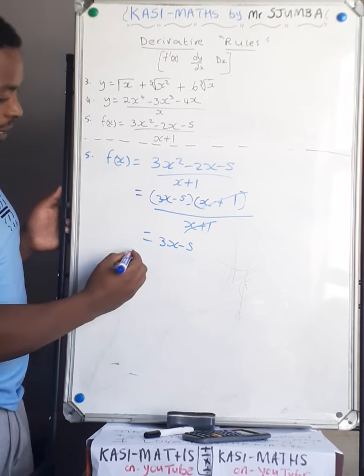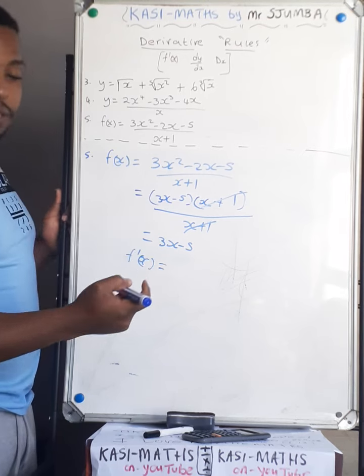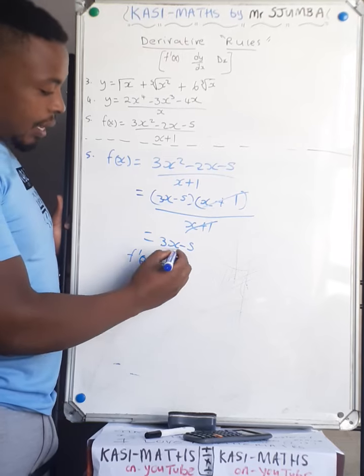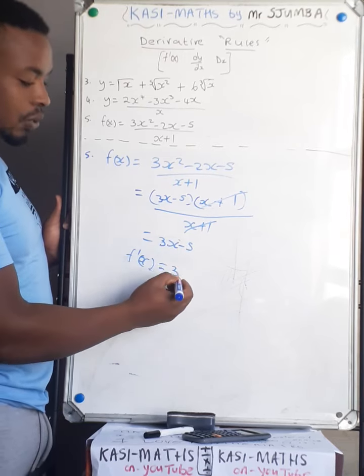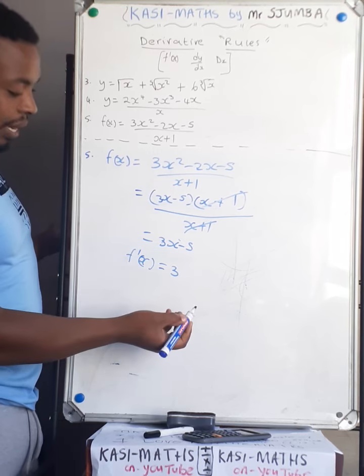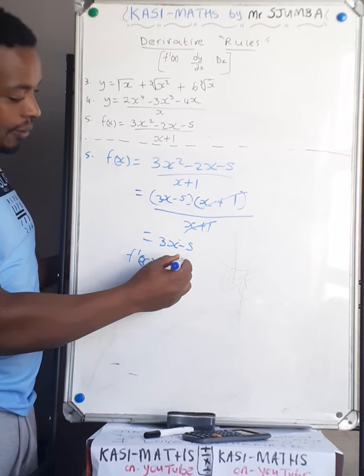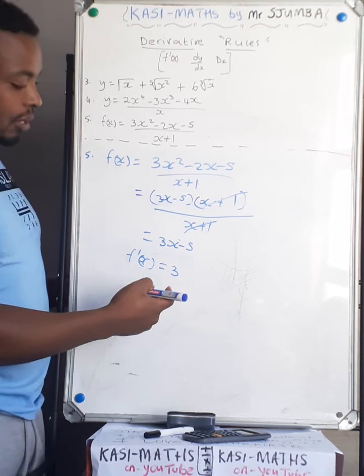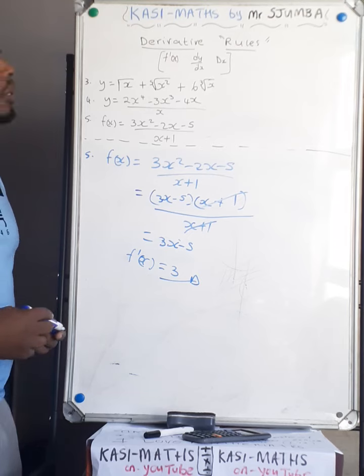Then we can derive. Since it's f of x, we now find f prime of x, and we must derive. 1 times 3 is 3. The 1 minus 1 is 0, so x is gone, because x raised to 0 is 1. Minus 5 is a constant, and we derive a constant as 0. So our final answer will just be 3.